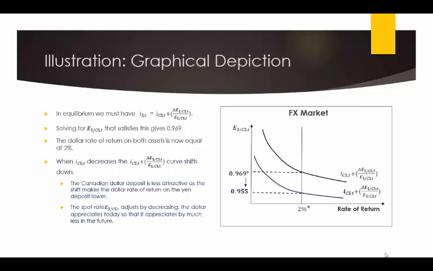We can also depict these results in graph form, as we show on this slide. At the initial equilibrium in the foreign exchange market, as computed, the spot rate is 0.969. As Canada's interest rates fall, the US dollar rate of return on the Canadian dollar asset curve shifts down, as depicted by the blue curve. For UIP to be restored, the spot US dollar Canadian dollar exchange rate falls to 0.955, and the foreign exchange market is back in equilibrium.